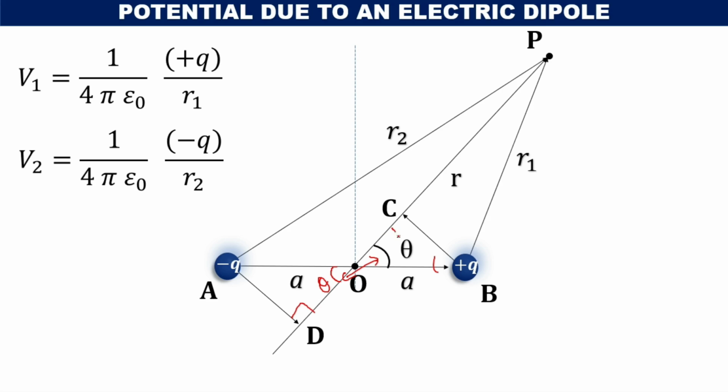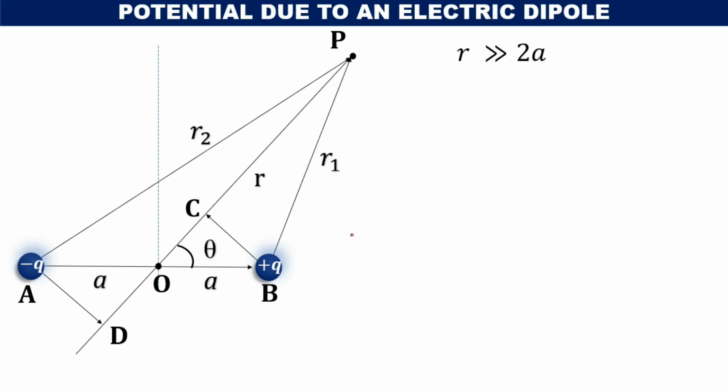Since this is a right angle and this is a right angle, the hypotenuse will be represented as A in both cases. Therefore, the value of OD should be equal to A cos theta, and also the value of OC should be equal to A cos theta. Since the value of R, that is the distance of the given point P from the dipole, is much larger than the distance of separation between the 2 point charges.